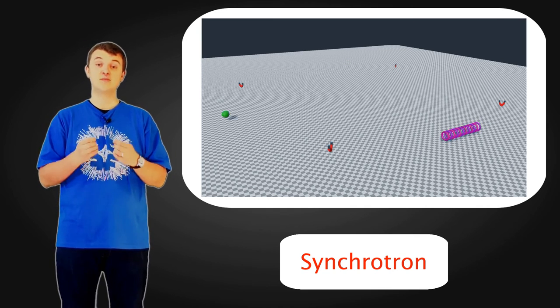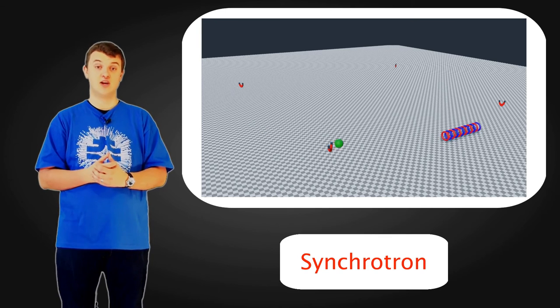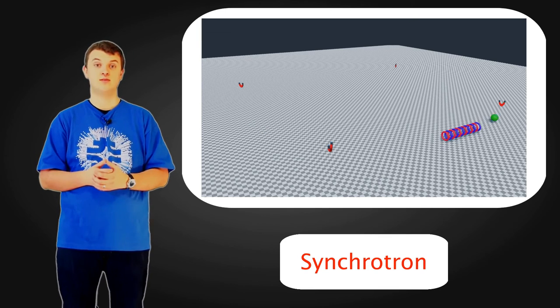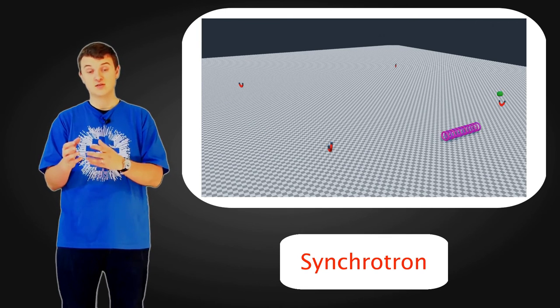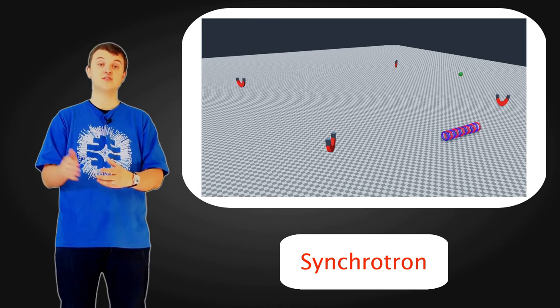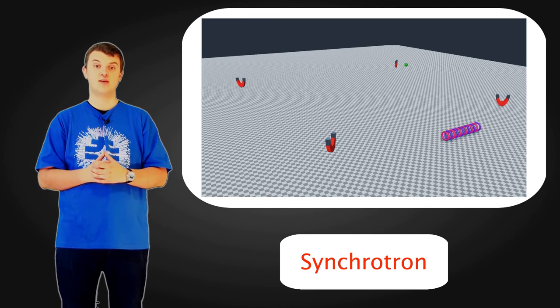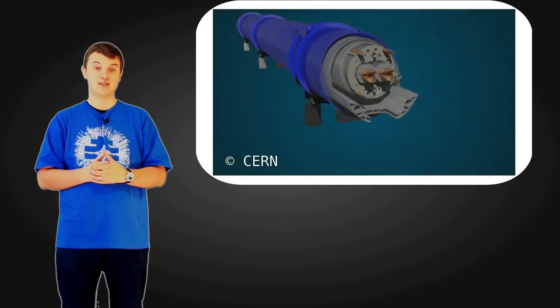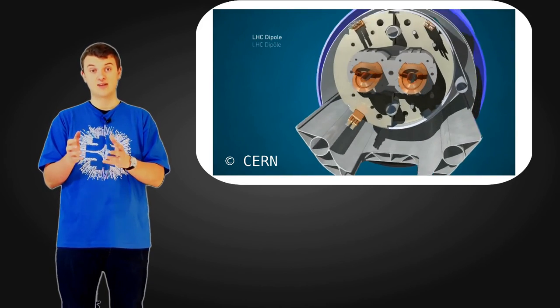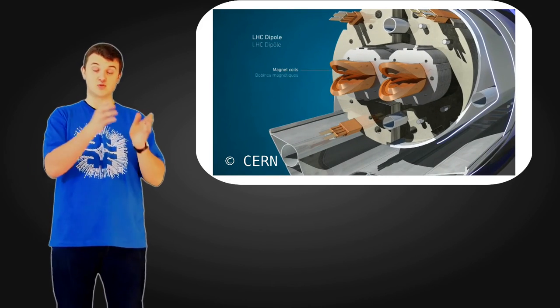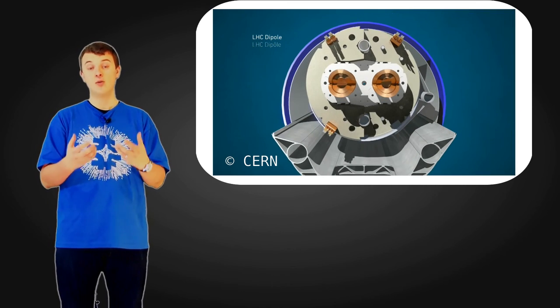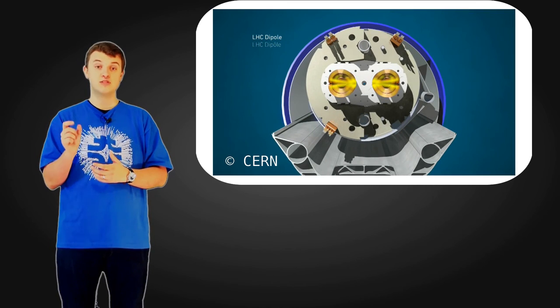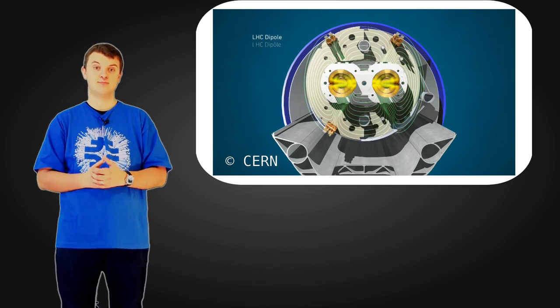It's also necessary to adjust the magnetic fields so that they are synchronized with the particle's velocity as well. A faster particle needs a stronger magnetic field to keep it going around on the same path. The LHC has many different kinds of superconducting magnets. Dipole magnets are used to keep the particles going around in a circle, and more complicated magnets are used to focus the beam into a very small area.